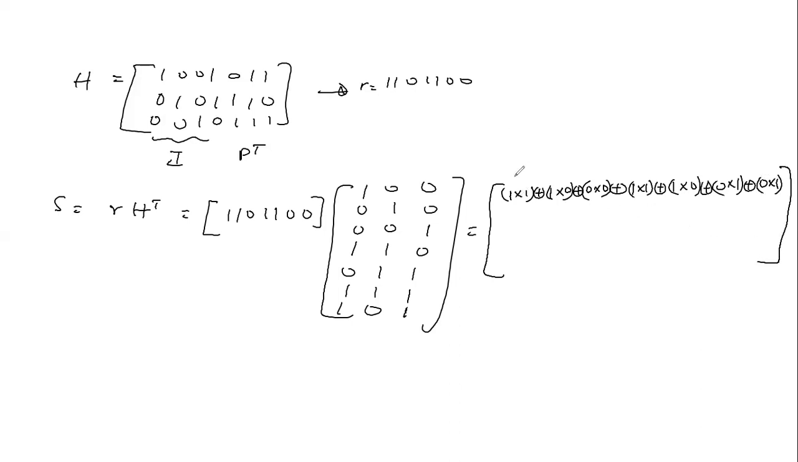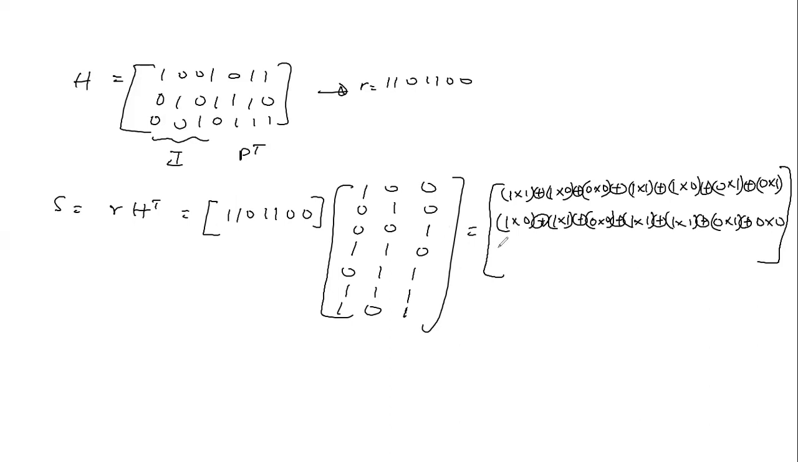Then the next, this times this. So that will be 1 times 0 plus 1 times 1 plus 0 times 0 plus 1 times 1 plus 1 times 1 plus 0 times 1 plus 0 times 0.